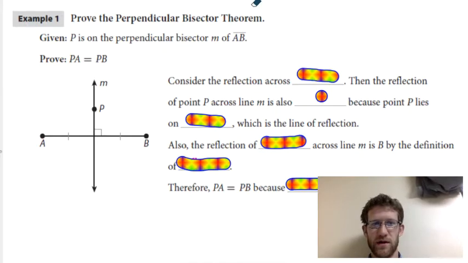There's a few proofs in here. We're just going to kind of breeze through these. But our given information is we have a point P on the perpendicular bisector, and we need to prove that PA is equal to PB. So let's think about a reflection here. What can we reflect across? Well, we can reflect across line M, right?